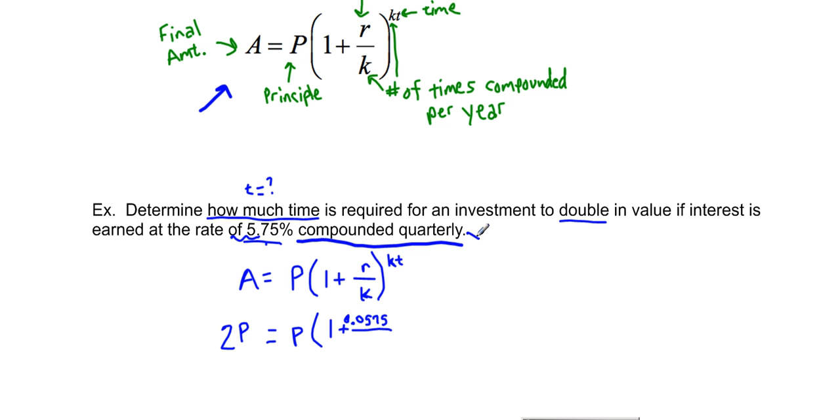over our k value. So since we're compounding quarterly, our k value is 4. All of that is raised to the 4t power. And we're looking to solve for t. Okay, so the first thing I want to do is I want to try to get this whole power here by itself, since my unknown variable is in my exponent. So I want to divide both sides by P.